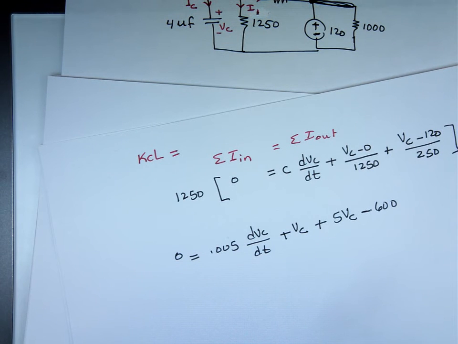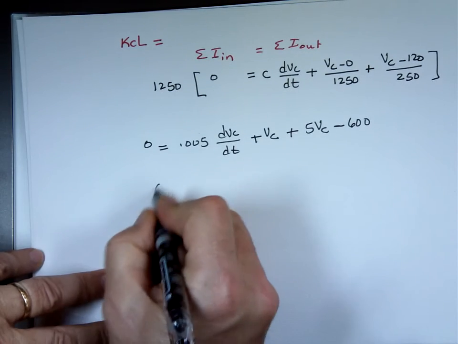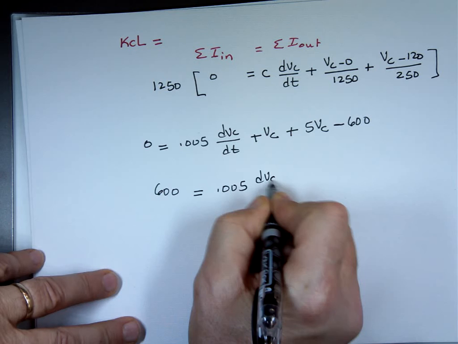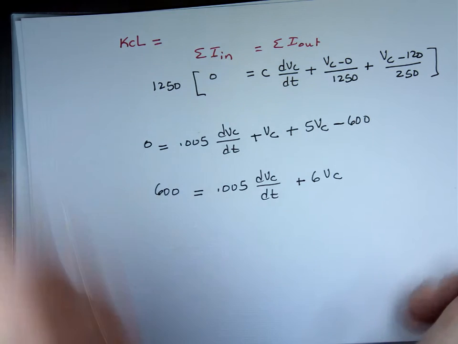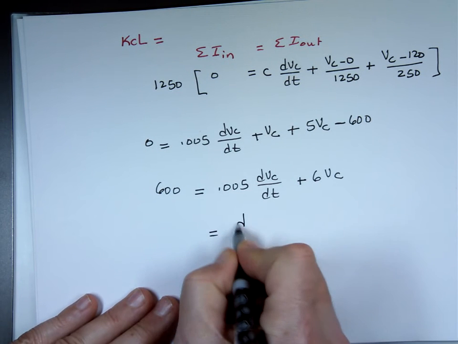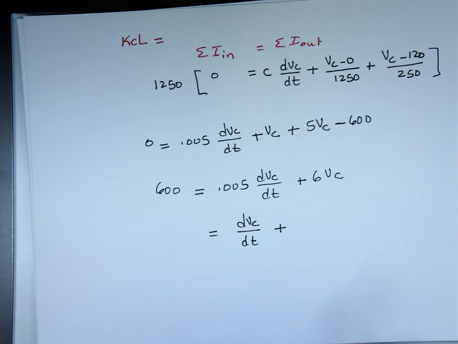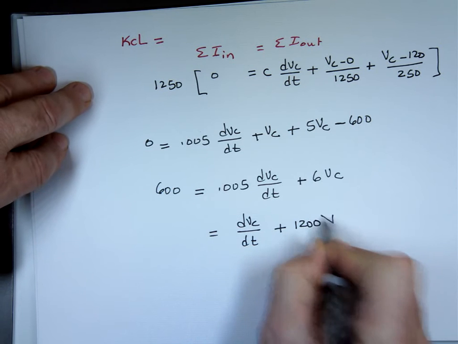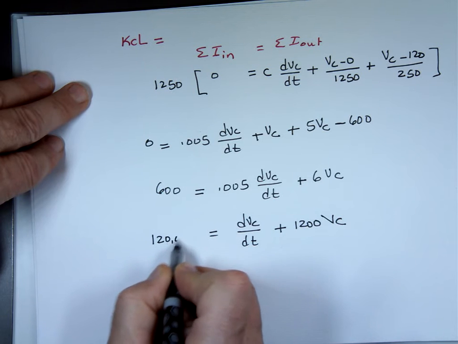Clean it. 600 equals 0.005 dVc dt plus what? 6 VC. Divide by 0.005. What is 6 divided by 0.005? 1200. And this will be what? 120,000, I think.